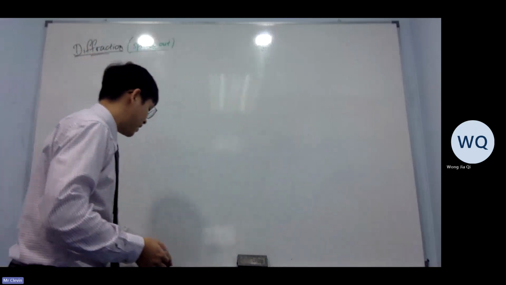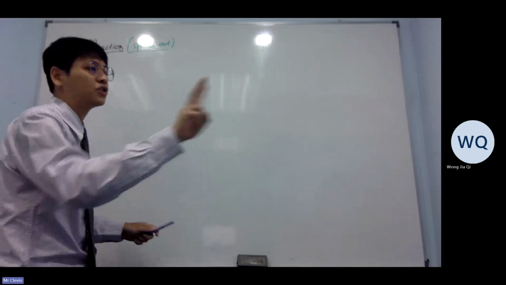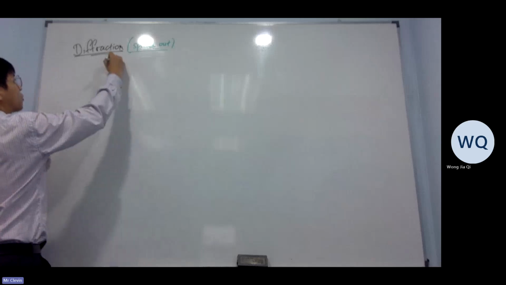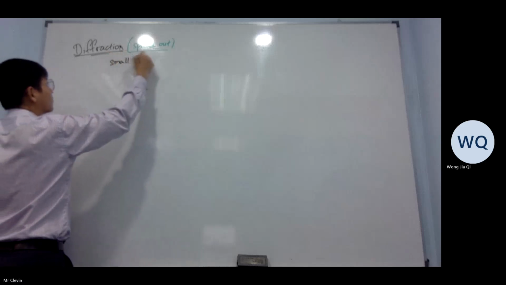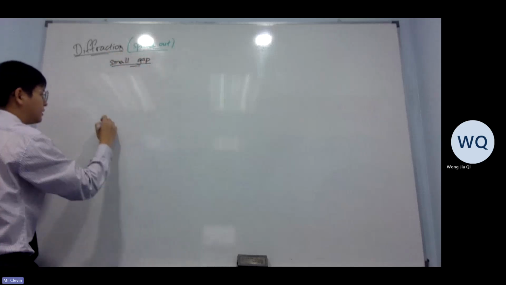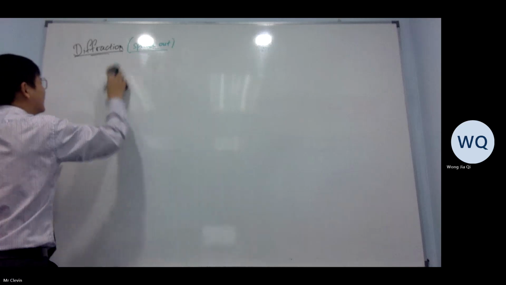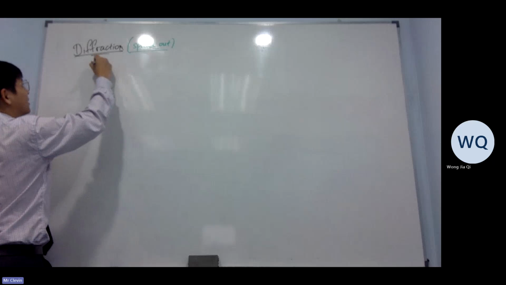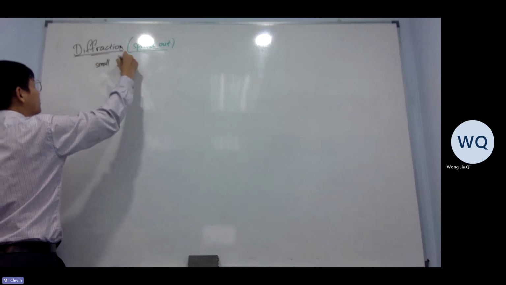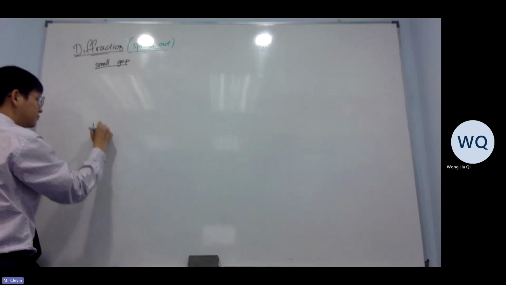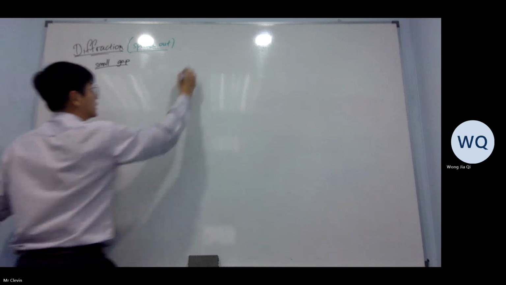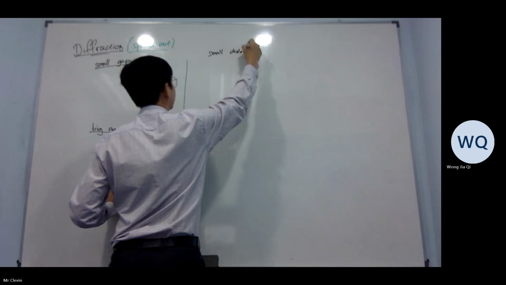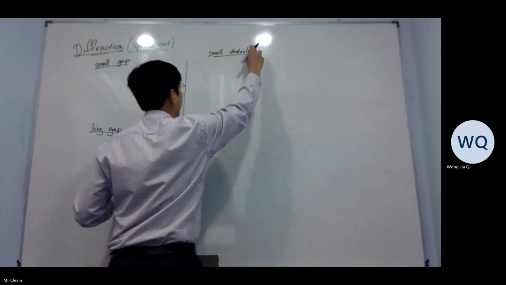So in order to learn how to draw the diffractions, there are different ways that you can draw. The first one, let me just draw it like a small gap. Then I think I have to draw 4 because I'm afraid that your teacher shows you a different thing. Small gap, big gap, then small obstacles, then big obstacles.